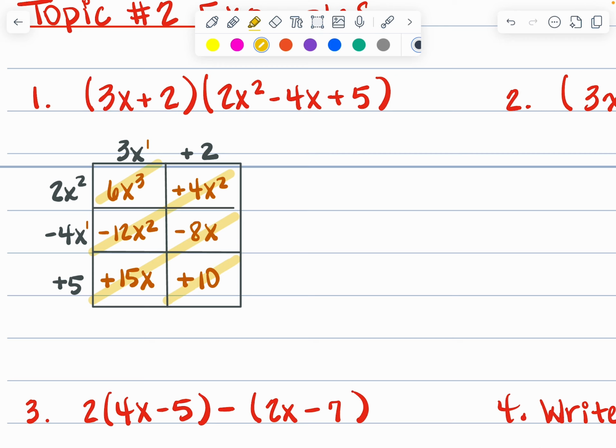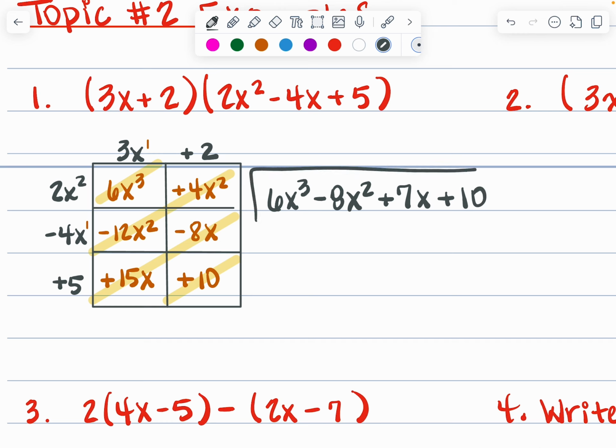And so I'm going to be able to combine along that diagonal and get my nice friendly answer at the end. So I only have one x cubed term, so it's just going to come over. I have a positive 4x squared and negative 12x squared, so that's going to give me negative 8x squared when we combine. And then I have negative 8x plus 15x, which will give us positive 7x when we combine. And then we have that plus 10 constant, right? And that is our final answer after we multiply. Okay. Again, that's if you want to do the box method. Okay, you don't have to.